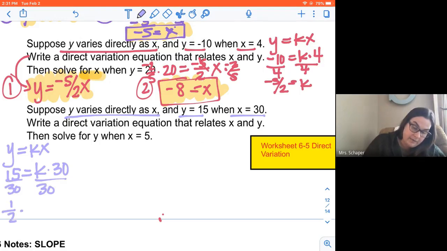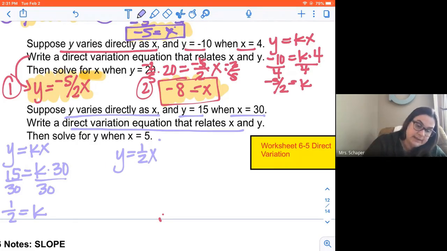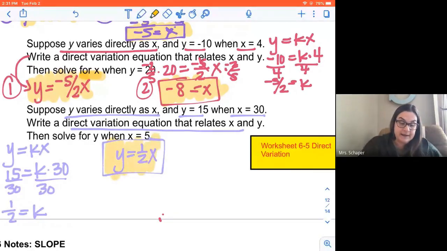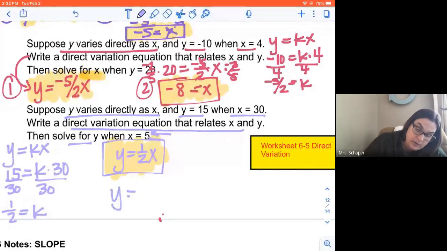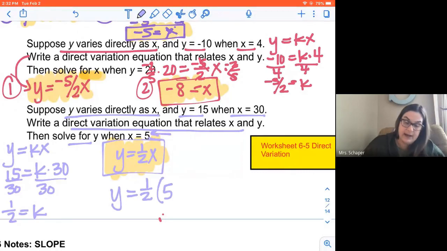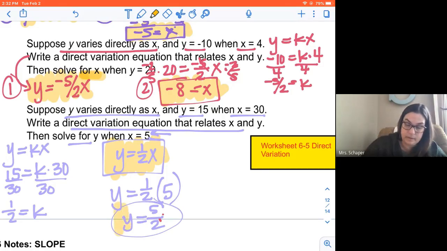So 1/2 equals k. Now the next step is to write that direct variation equation, y equals 1/2 x. That's the first answer. Now the next answer says solve for y when x is 5. So solve for y when x is 5. So y equals 1/2 times 5. Okay, so y equals 5 halves. That's my second answer.